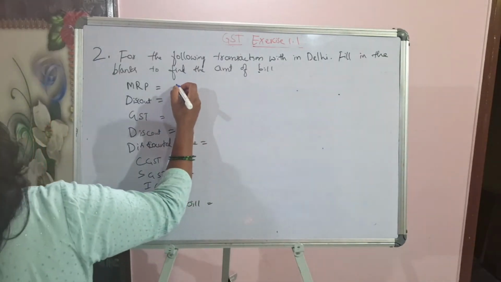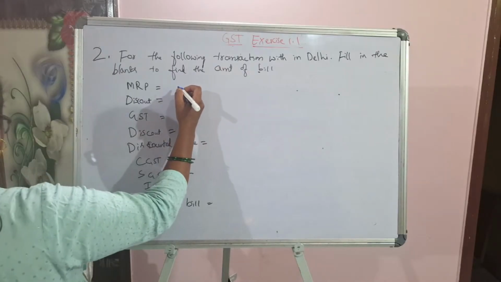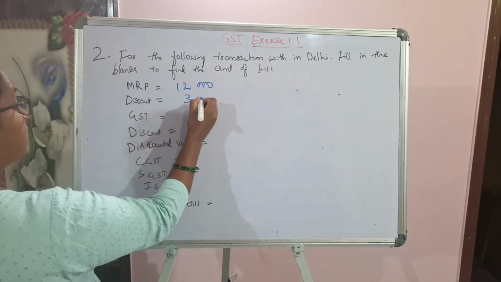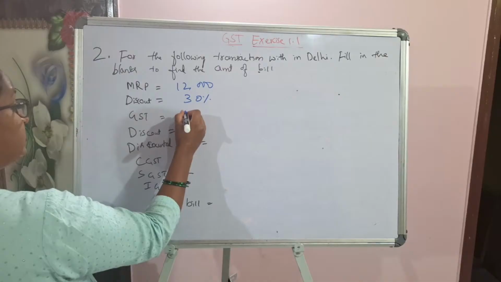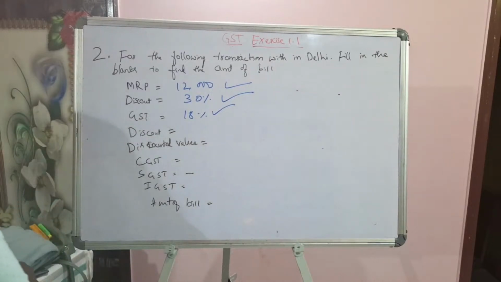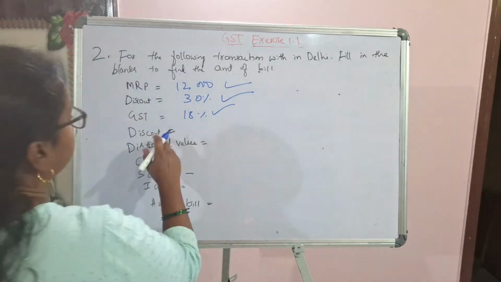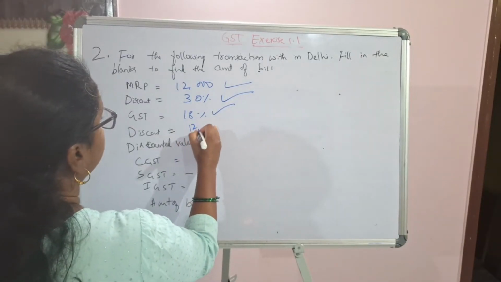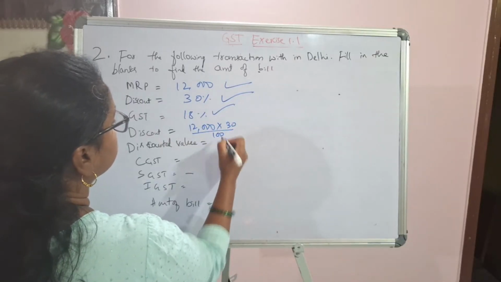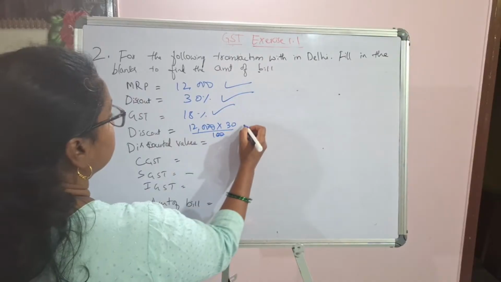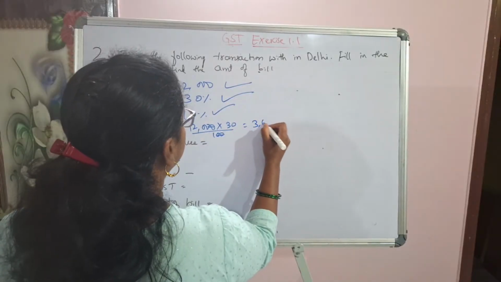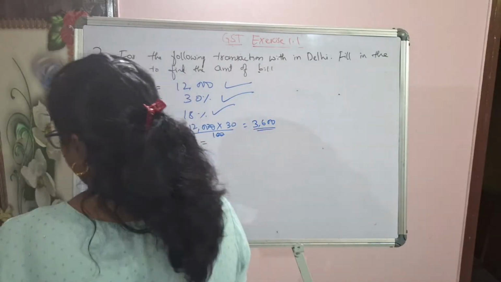Here they have already given that MRP is equal to 12,000, discount 30% and GST is 18%. These three things they have already given. Now first we have to calculate the discount, that is 12,000 into 30 divided by 100, which is equal to 3,600, the discount value.